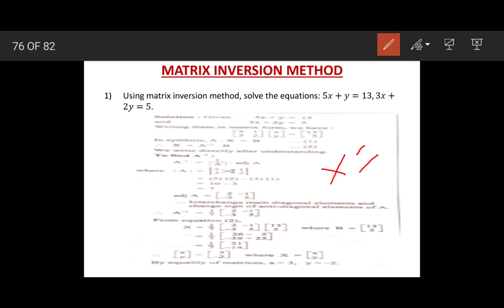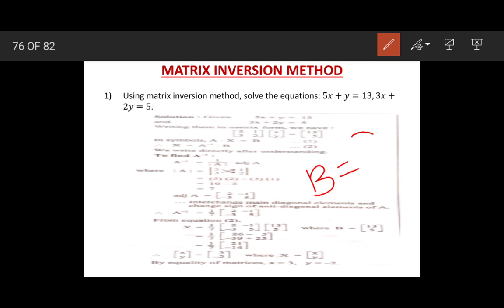To denote a matrix, we are using capital letters, and to denote the elements of a matrix, we are using small letters. So X is a matrix of the variables, x and y, in a single column. Only in a single column. So X is a matrix of small x, small y in a single column. Okay, then third is B.